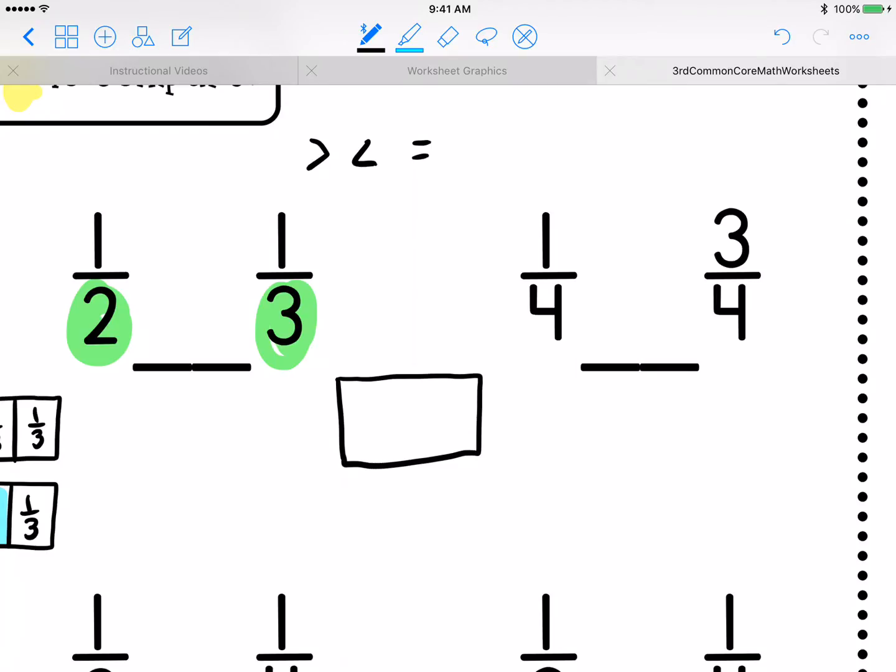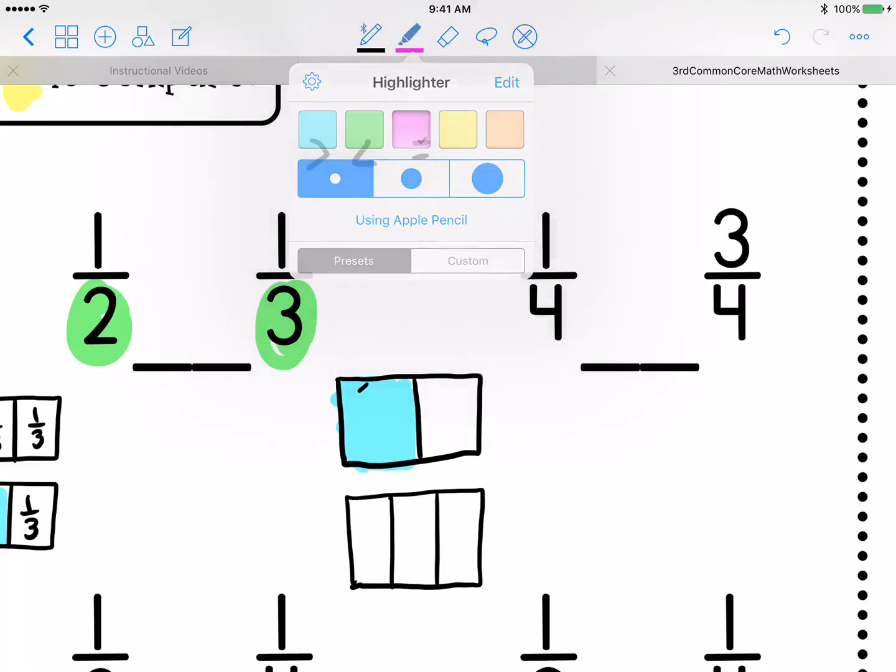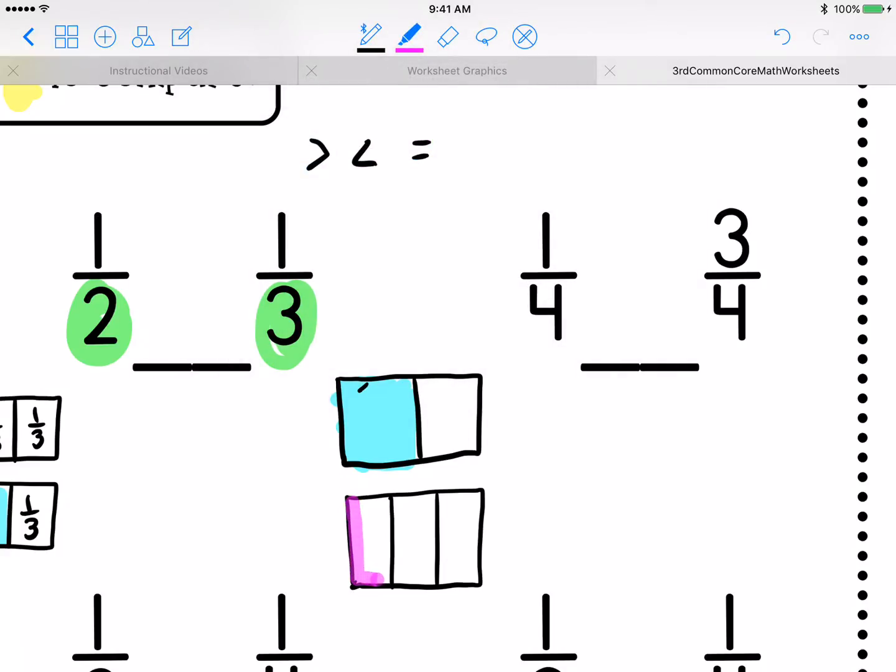There's one rectangle. I'm going to partition it into halves, and we have 1/2 represented here. 1/2. And then I'm going to draw another rectangle that is the same size and partition it into thirds. I'm going to shade in 1/3. By looking at the pictures, we can see that 1/2 is greater than 1/3.